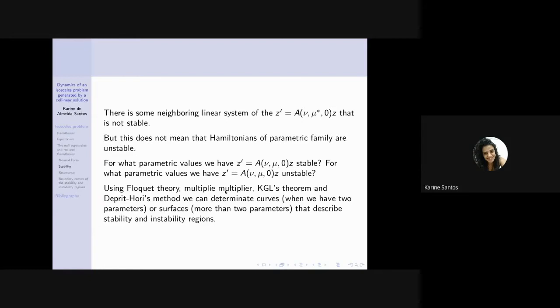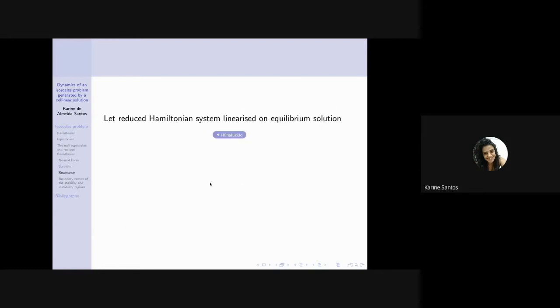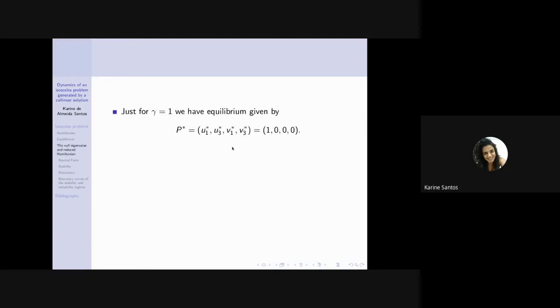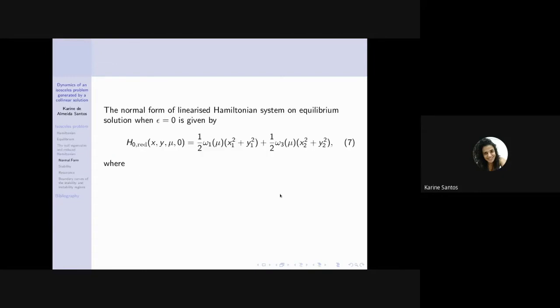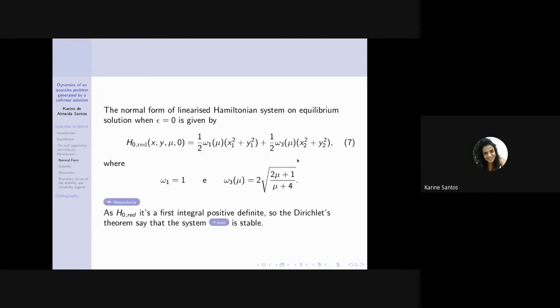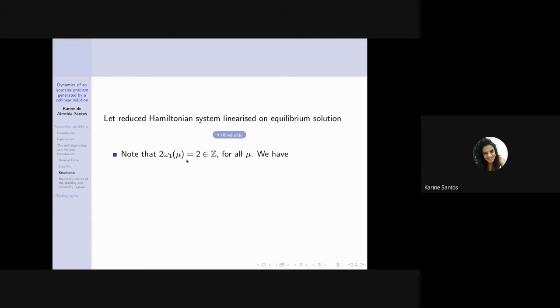And now we will obtain the resonances of the system. So remember that the reduced Hamiltonian system, linearized at the equilibrium solution, is given in this form, where the frequencies are given in this form. And look, here we always have an integer number. So here it is.